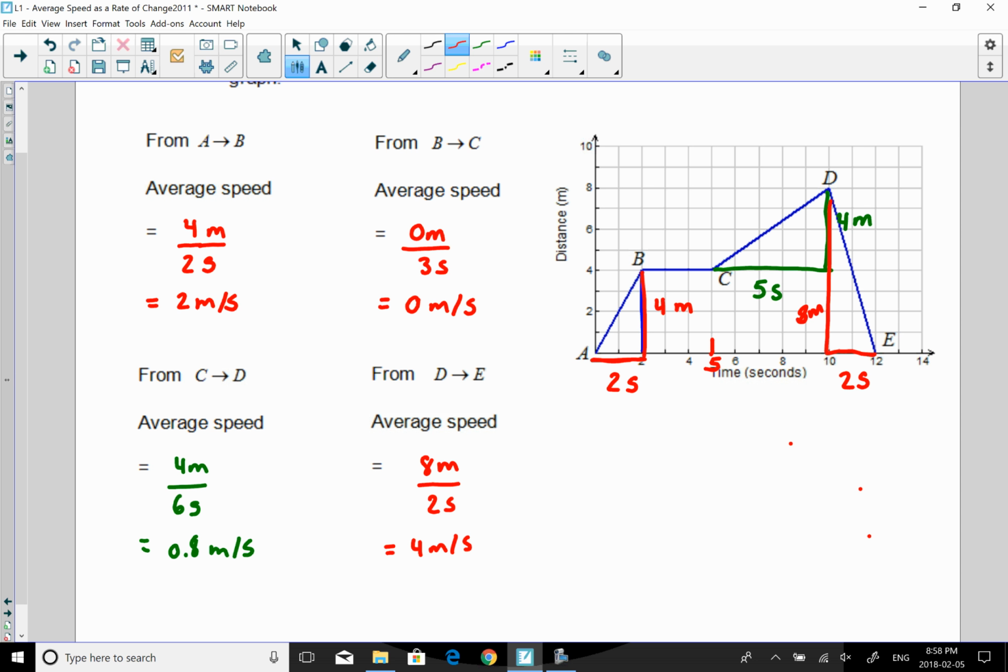So you can see, the idea is you're finding the change of the dependent and you're dividing by the change of the independent. Independent's always horizontal, dependent's always vertical. So in each one, you're looking for change in the dependent and dividing by the change in the independent.